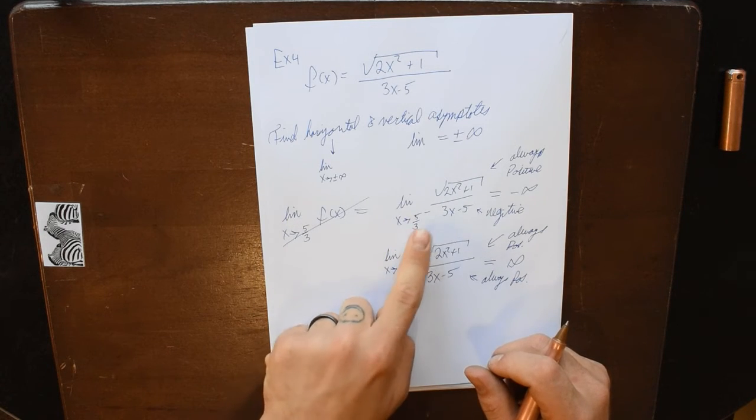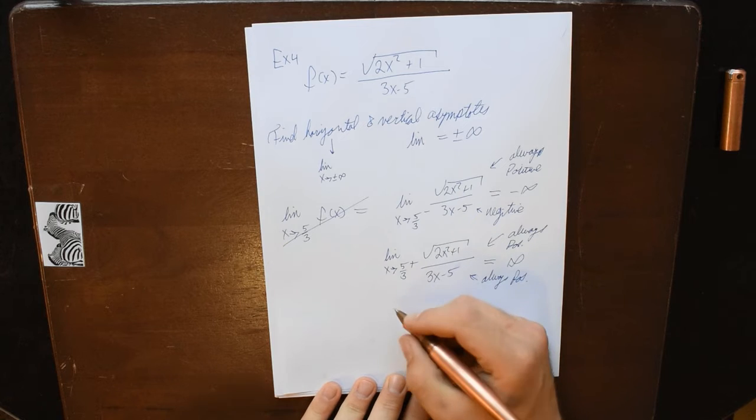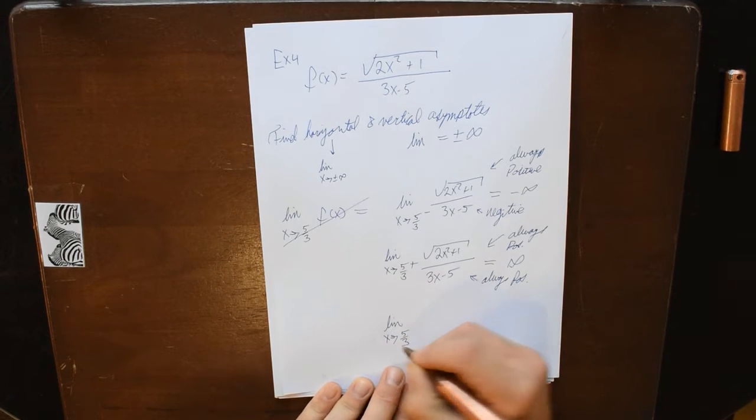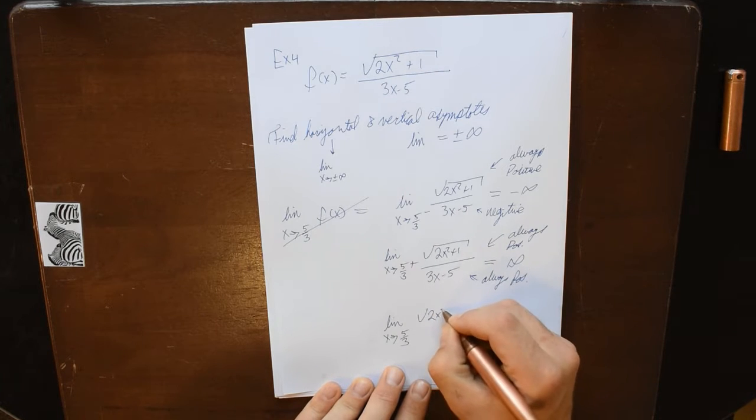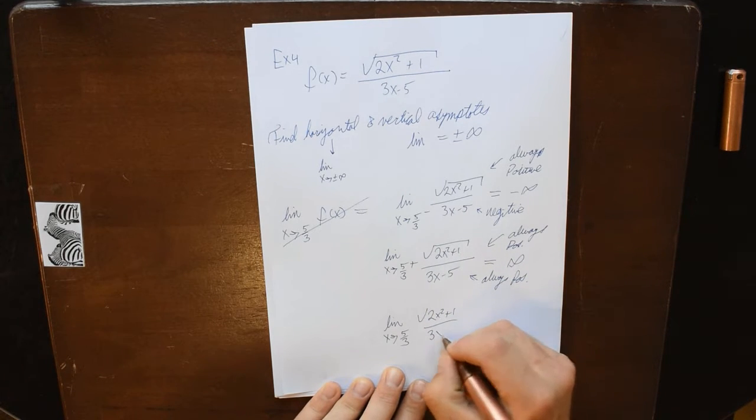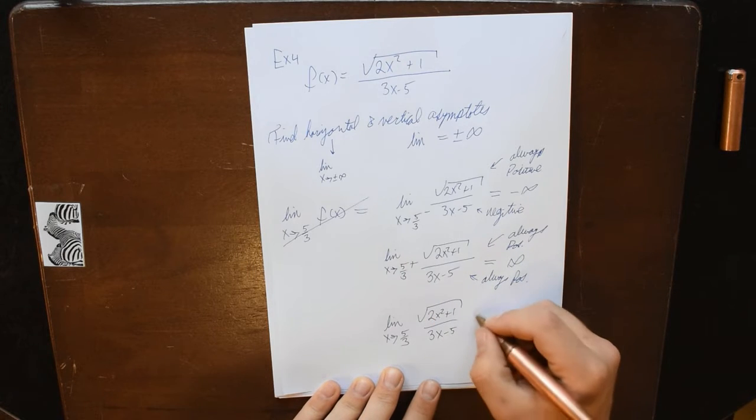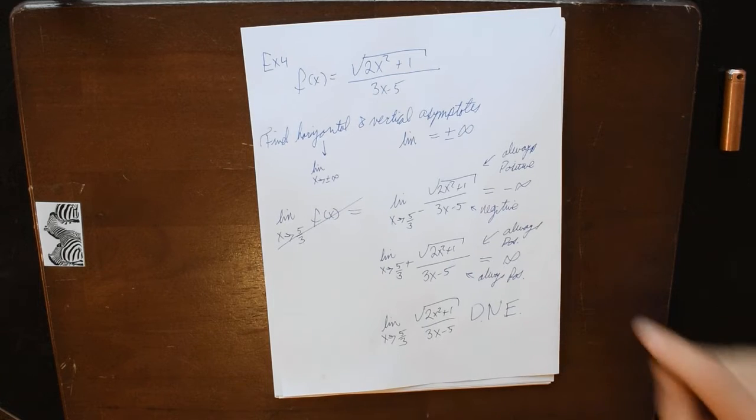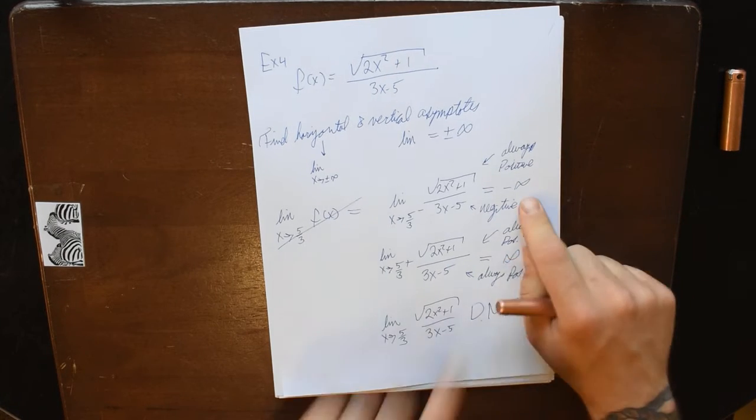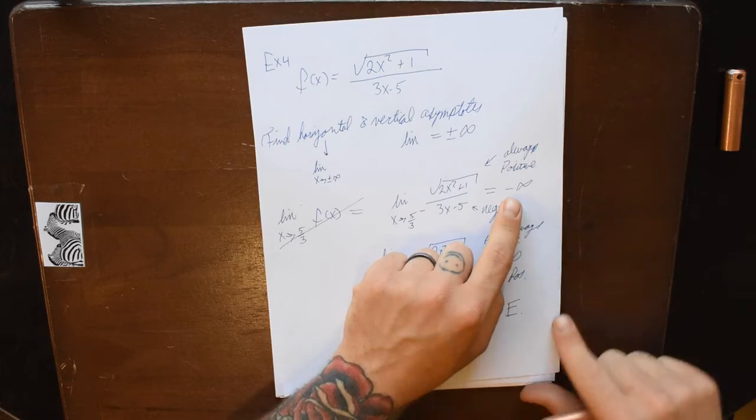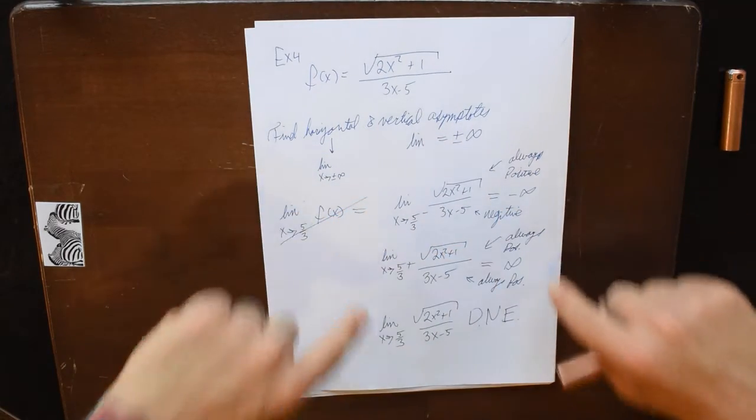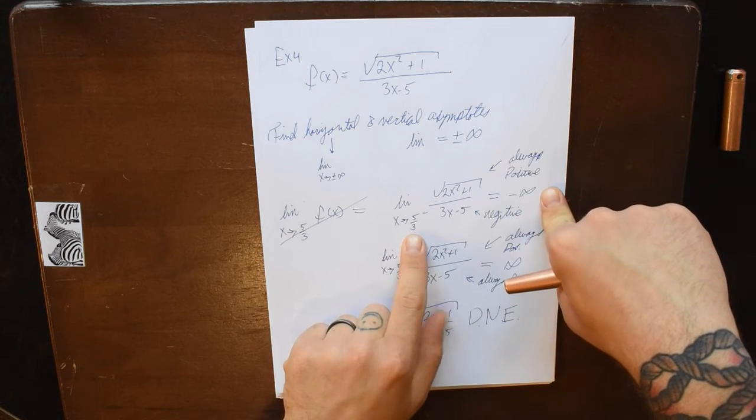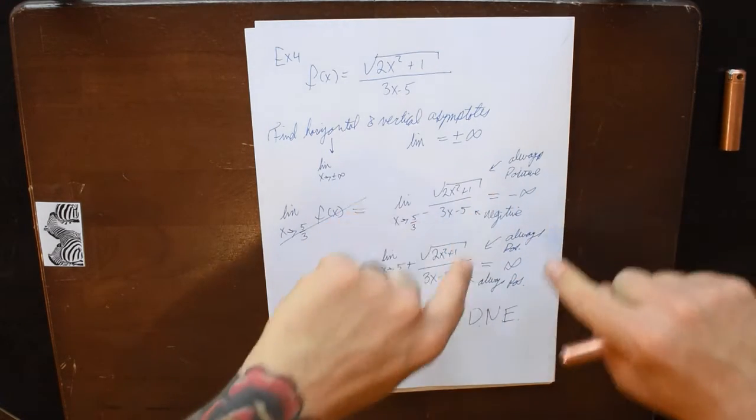So it's a good thing I stopped when I did over here, because we've got to remember to take limits as they approach a value from the left and from the right, because the overall limit of this function as x approaches 5/3 of the square root of 2x squared plus 1 over 3x minus 5 does not exist. But it's fine, because these were enough. Honestly, one of them was enough, but I'm trying to show you everything. If you get one of them, that was enough to know that there was a vertical asymptote at x is equal to 5/3. It's good to go.